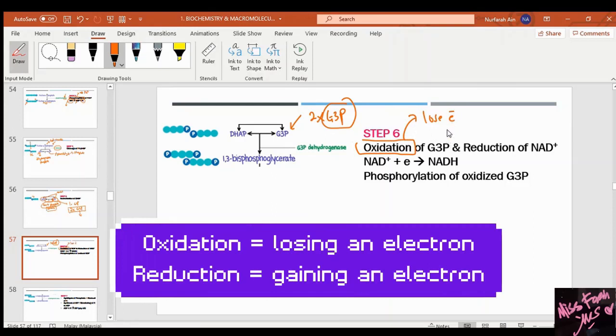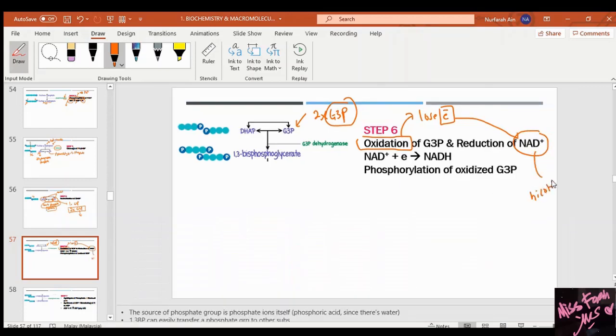G3P loses electrons, and the electrons it has lost will be given to an electron carrier called NAD+, nicotinamide adenine dinucleotide. So it carries electrons. When it gains the electrons, it will be reduced. NAD+, as it receives electrons, is reduced into NADH. And where do you get this H? It involves a water molecule as well. This is how you get NADH. The H actually comes from a water molecule.